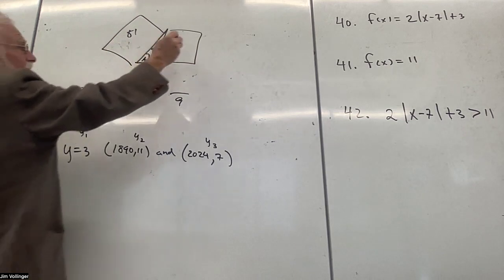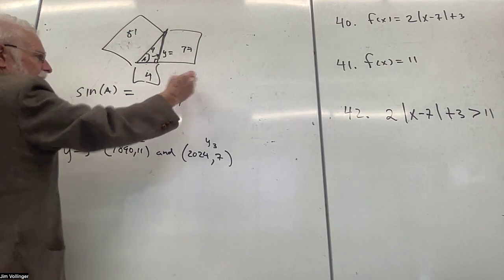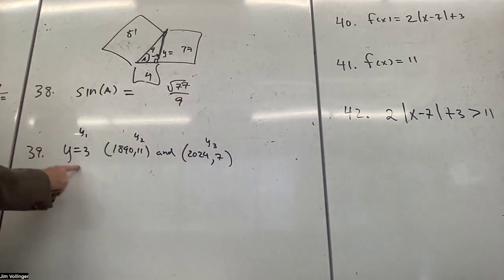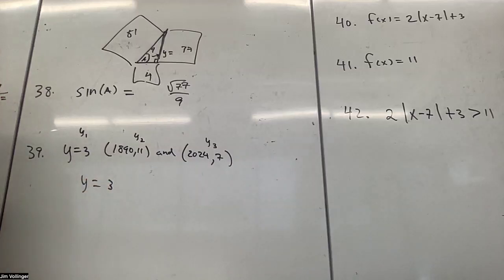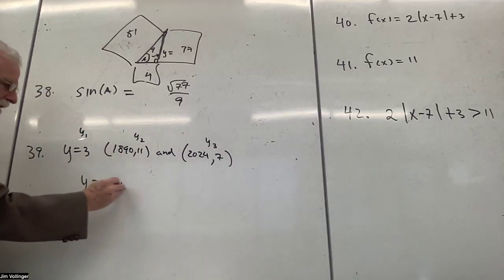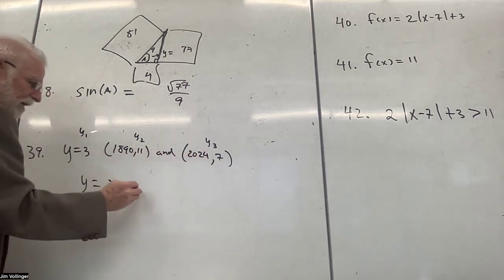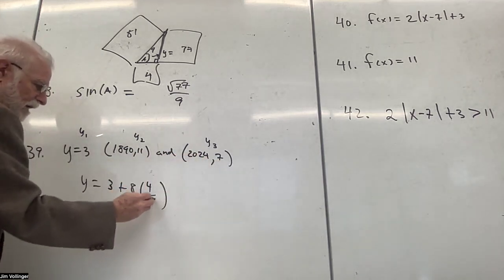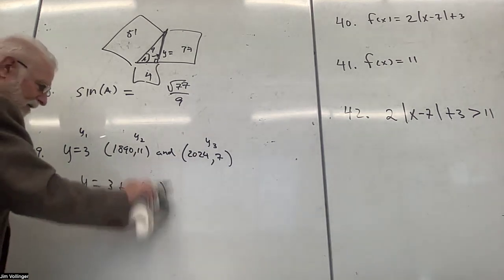81 minus 4 seems like it's 77, and it looks like that side length is then the square root of 77. I've got 3 y values here. The first one is 3, the most important one. How do I get from 3 to 11? I add 8. How do I get from 3 to 7? I add 4, not 8. I don't care if you write 1/2. I'm checking out the concept. But I'll write 1/2.